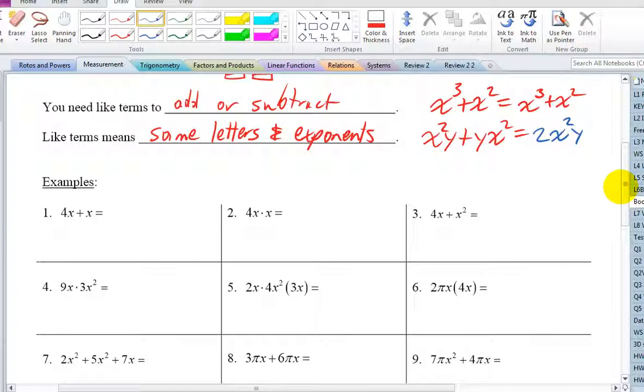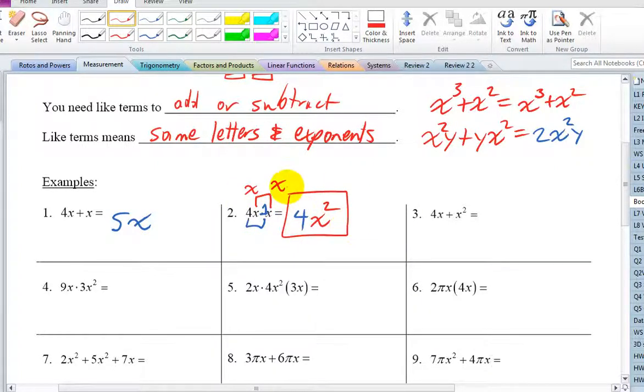Okay, so here, like terms, 5x. Number 2, you're not adding, you're multiplying. So it's a 4 times a 1 to give you a 4. You're not adding the coefficients, you're multiplying. X times x gives you x squared. So their final answer is 4x squared.